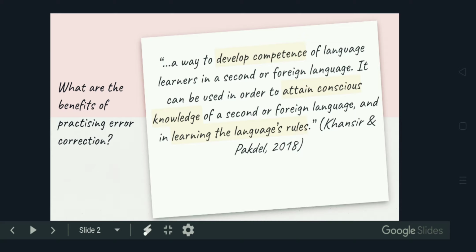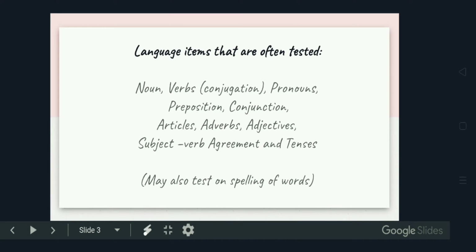Okay, so even without exams or tests or any types of formal assessment, error correction is still a skill that is beneficial and that will definitely help you in improving your English competency and accuracy, especially in writing. For PT3 paper in particular, there are some language items that are often tested. These are noun, verbs, pronouns, preposition, conjunction, articles, adverbs, adjectives, subject-verb agreement, and tenses. They may also test you on spelling, but this is not very common.